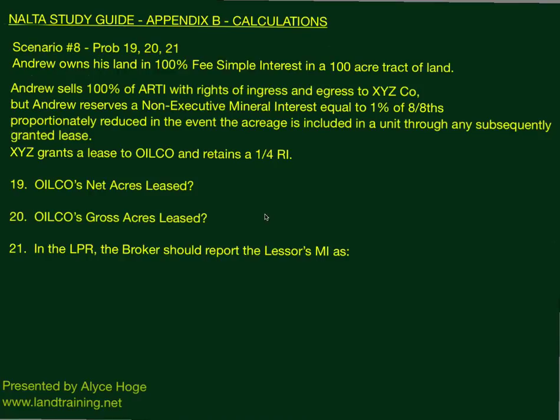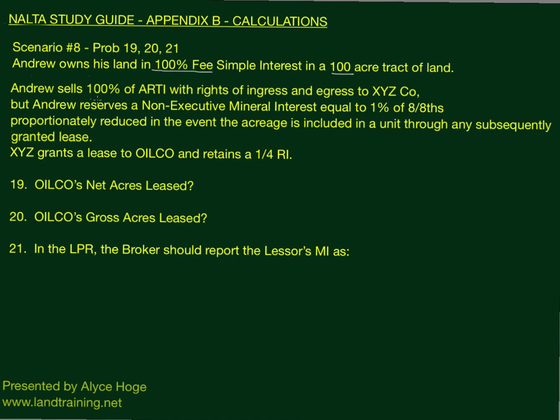Now let's look at scenario 8. This is going to be problems 19, 20, and 21. And so it begins by talking about Andrew owns his land in 100% fee simple absolute, which means he owns the surface and the minerals in a 100-acre tract. So 100-acre tract, 100% fee simple.